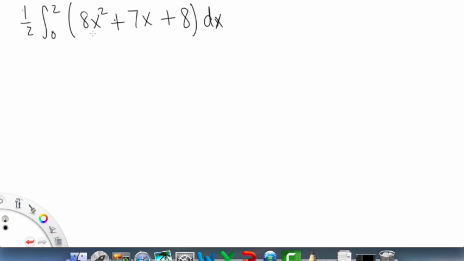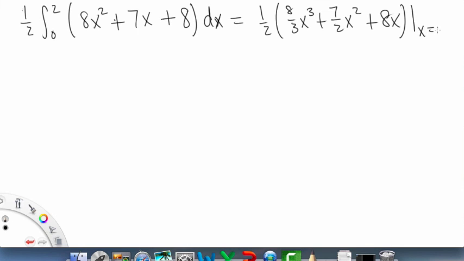Okay, so now we're to the point of single variable calculus, which is nice, and we're just going to integrate. So we have 1/2, and then we have 8 over 3 x to the third plus 7 over 2 x squared plus 8x. Okay, whew, that was a weird parenthesis. That made it worse. Okay, pretend this looks nice. Alright, good enough. Where x goes from 0 up to 2.